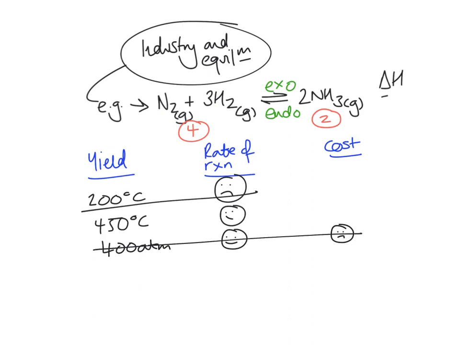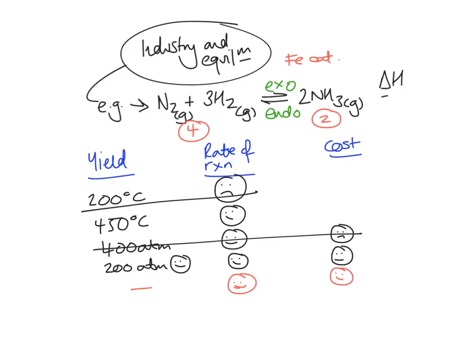Instead, what the actual industrial usage is, is 200 atmospheres. This is good for yield, it is good for rate of reaction still, and also is a compromise to allow for cheap manufacturing costs. The final thing in industry is the use of an iron catalyst, and this obviously increases the rate of reaction. It has no effect on the yield, as we previously said. And so if you increase the rate of reaction and you're making more product in a shorter space of time, you also get costs down, because time is money.